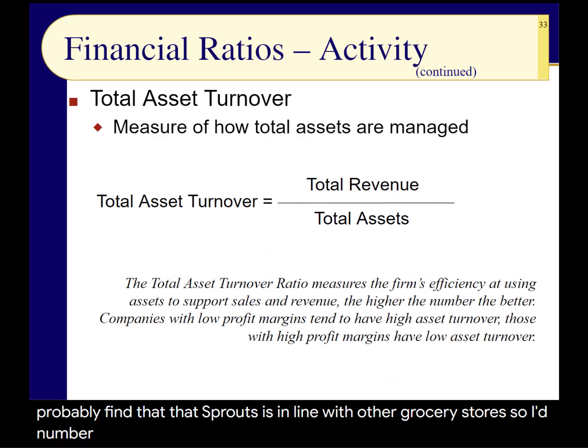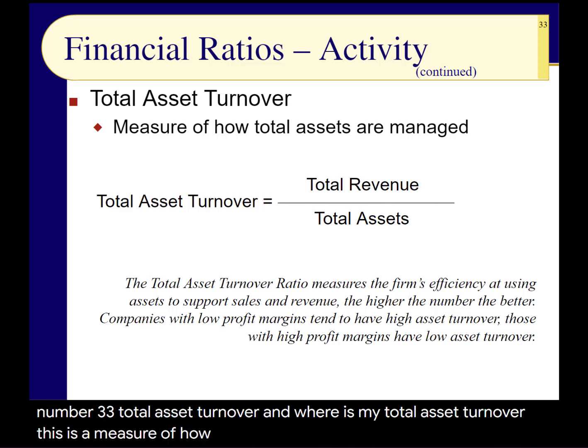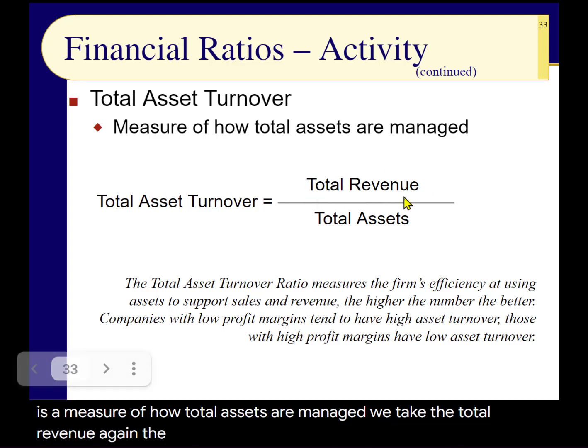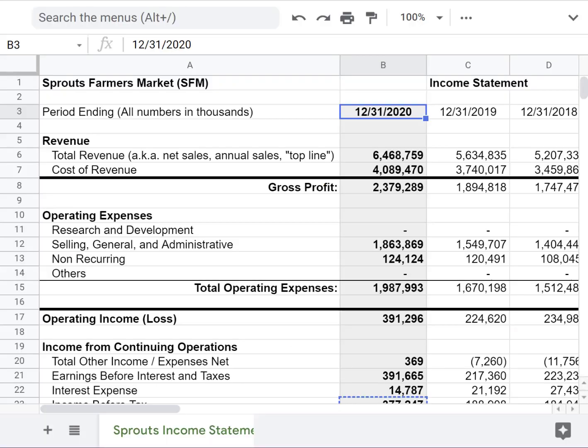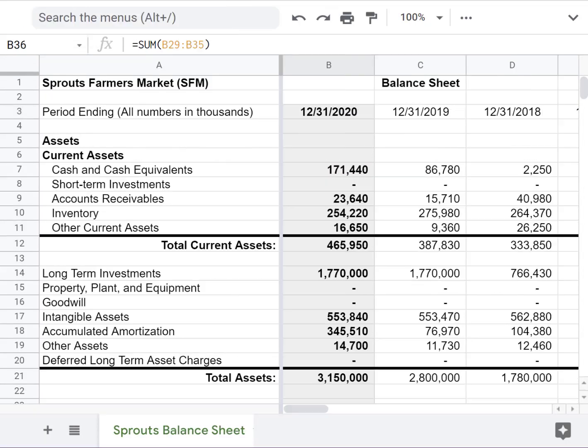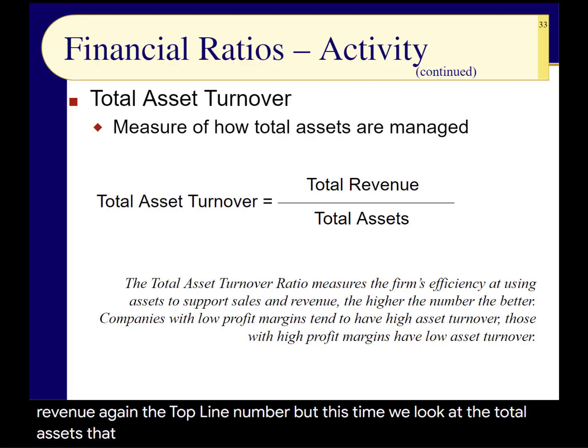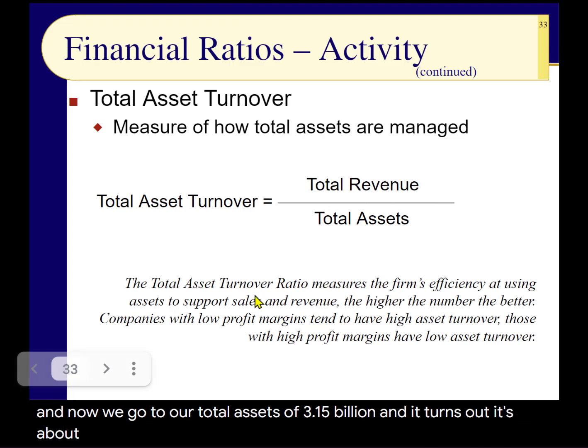Slide number 33, total asset turnover. And where is my total asset turnover? This is a measure of how total assets are managed. We take the total revenue, again, the top line number, but this time we look at the total assets. So the top line number again, $6.468 billion. And now we go to our total assets of $3.15 billion. And it turns out it's about 2. It's about 2.053 or so.